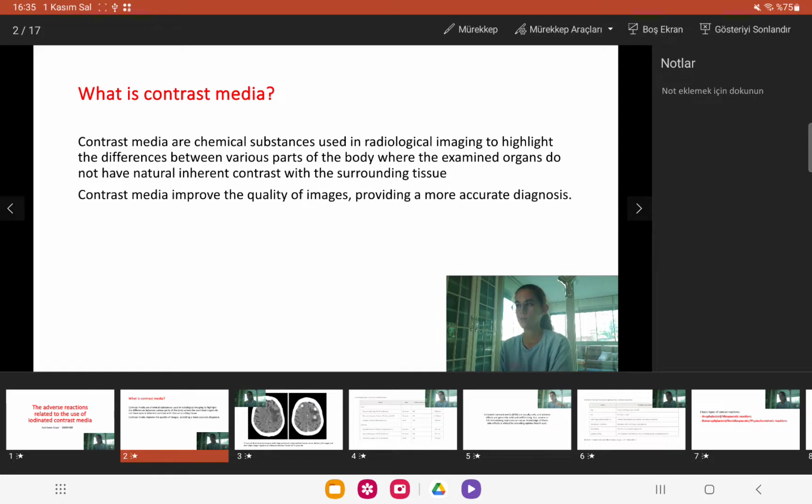For example, if a structure of an organ were to have inherent contrast, the softer tissues would appear to be darker and the more dense tissues would appear to be brighter. But if this is not present, then the contrast media improves the quality of images and therefore provides a more accurate diagnosis.